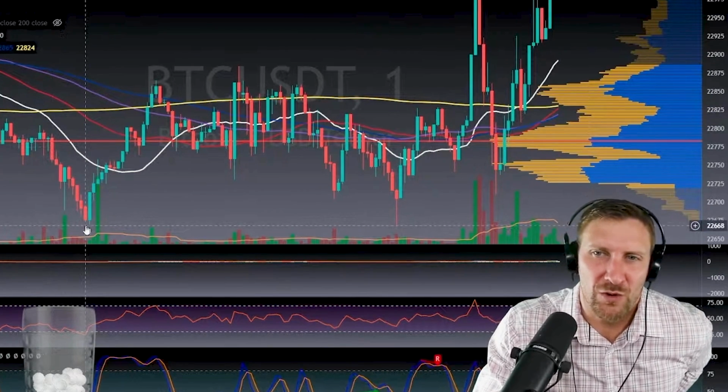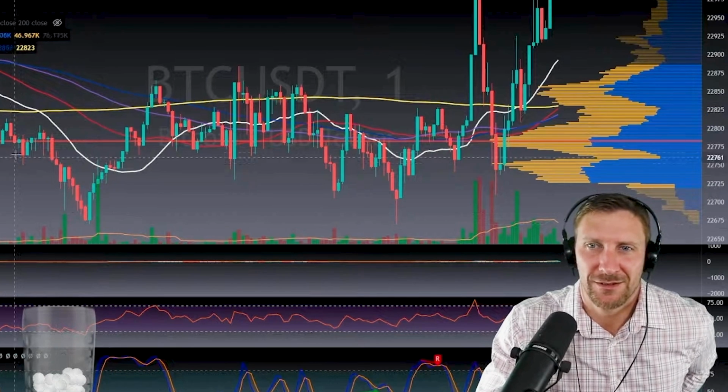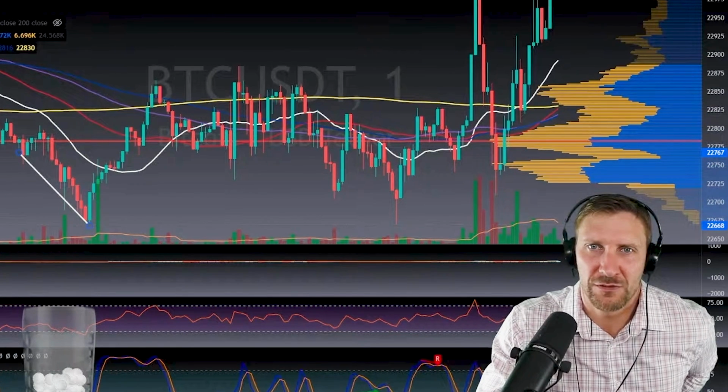So once I'm away from the 21 and I see the bullish divergence, I would always look for the bullish div, the strong bullish div.